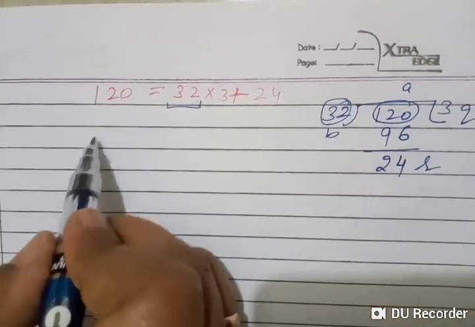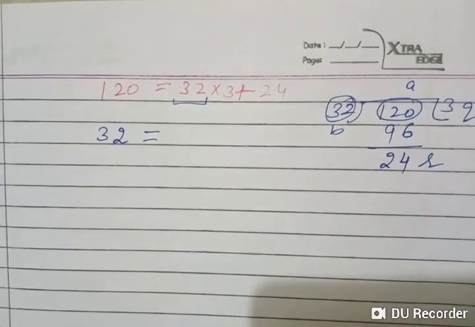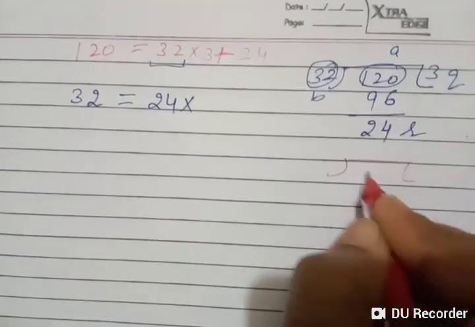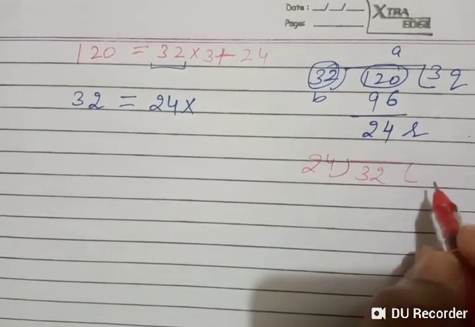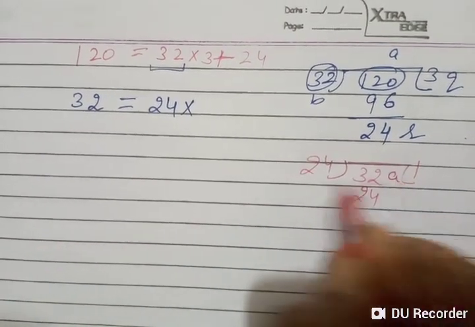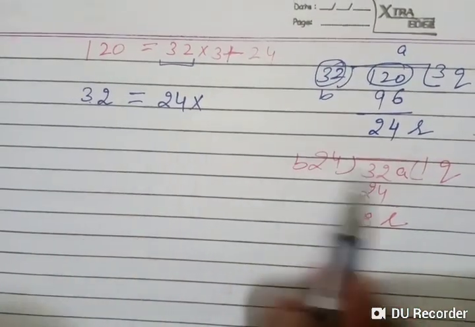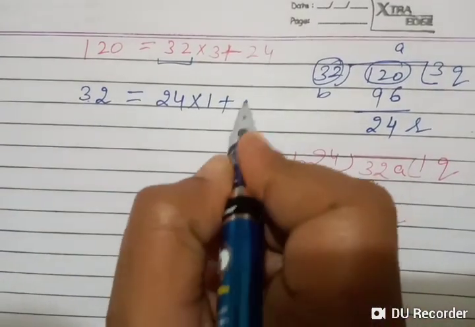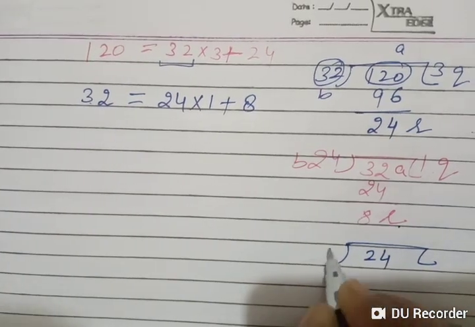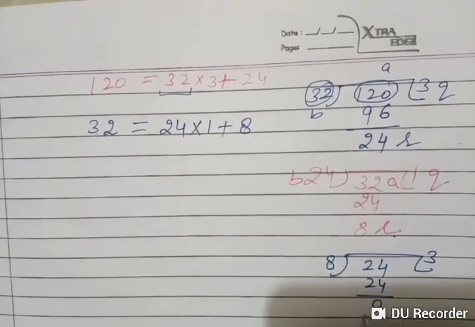Again this will become our new dividend, 32, and 24 can be our new divisor. Now divide 32 by 24. What do we get? 24 1 is 24. What is left? 8. So this is again A, this is B, this is Q, and this is R. So we'll write A is equal to B, Q here is 1, R here is 8. Now the next step: this 24 will come inside and this remainder will become the new divisor. So 8 3 is 24 and remainder is 0.